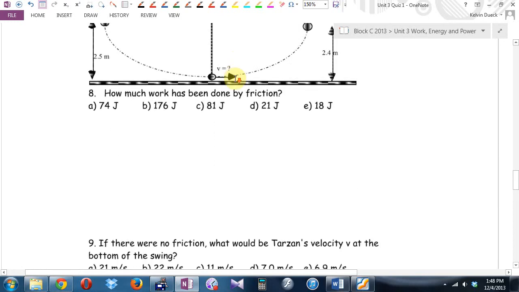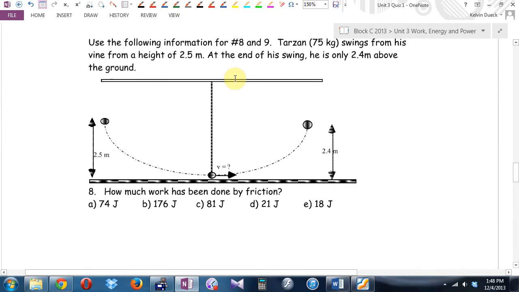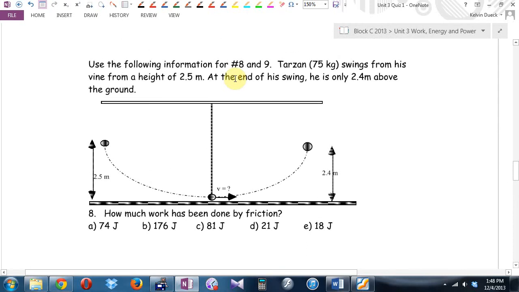Turn the page. What have we got? A couple more multiple choice and then a good written. Excellent. Use the following information for number 8 and number 9. Tarzan, 75 kilograms, swings from his vine from a height of 2.5 meters above the ground. At the end of his swing, he's only 2.4 meters above the ground.